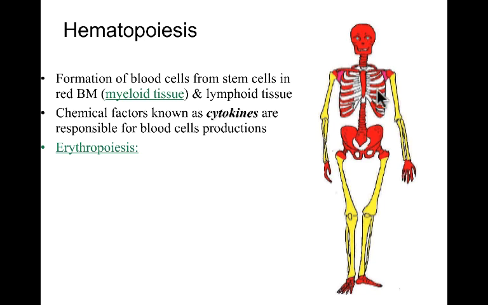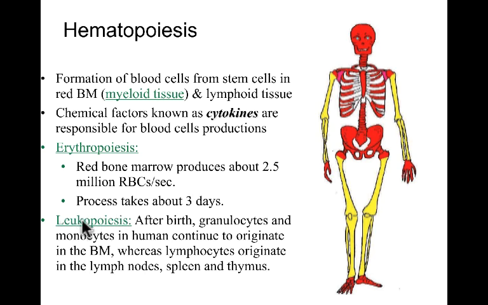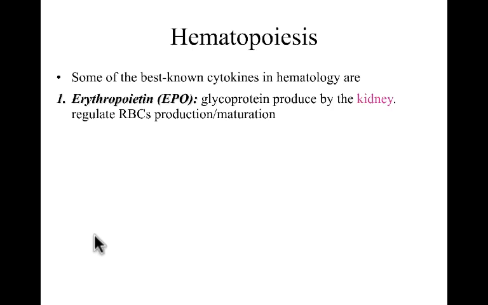But for now, I want you to know that when the bone marrow produces red blood cells, we call it erythropoiesis. Erythropoiesis is the formation of erythro, red blood cells. Your bone marrow is very effective. Your bone marrow can produce 2.5 million RBCs per second. The whole process of making red blood cells is going to take around 3 days. To make white blood cells, we have the process called leukopoiesis, formation of the white, leuko. And finally, the process of making platelets is called thrombopoiesis, formation of the thrombocyte or platelet. The most well-known cytokine is erythropoietin.